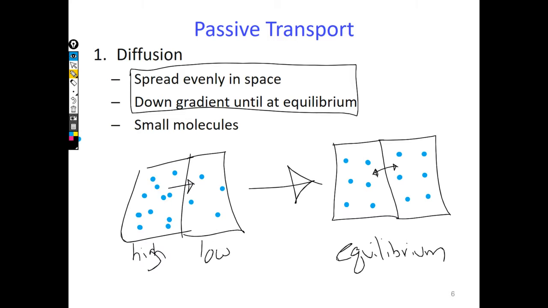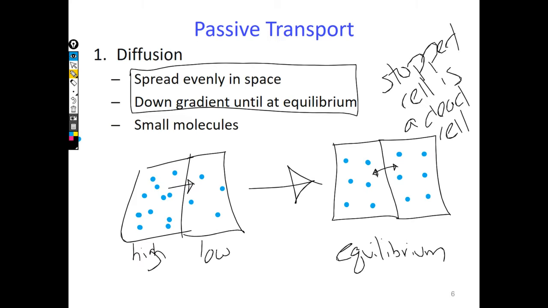And the key is things are still moving around. A stopped cell is a dead cell, just like anything that doesn't move. If you and I stop moving at all, we don't move, we don't breathe, we're dead. Same thing for our cells. So the molecules are still going to be moving, they're just randomly changing seats like kindergartners.